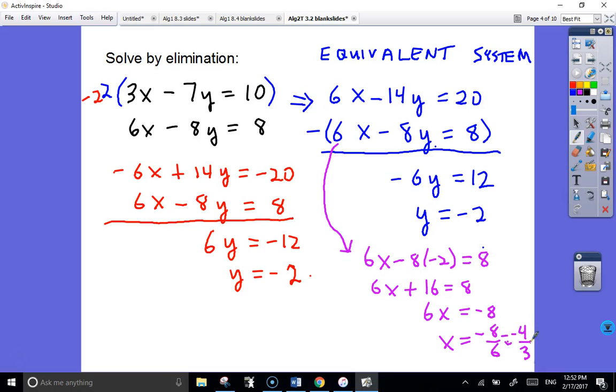Right. Now, how could you be sure? You could plug them into the original equations and check. Negative 4/3, comma, negative 2. So let's see. 3 times negative 4/3 would be negative 4. Negative 7 times negative 2 is positive 14. Negative 4 plus 14 is 10. That checks. 6 times negative 4/3 would be negative 8. Minus 8 times negative 2, that's plus 16. So negative 8 plus 16 is 8. So it checks.